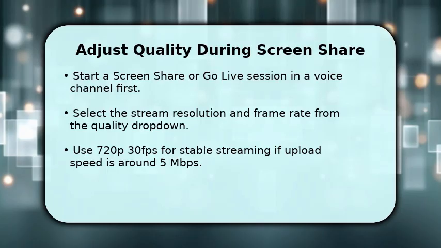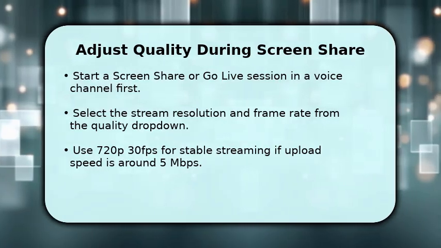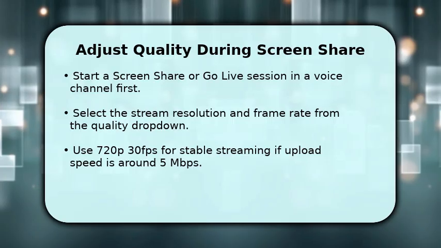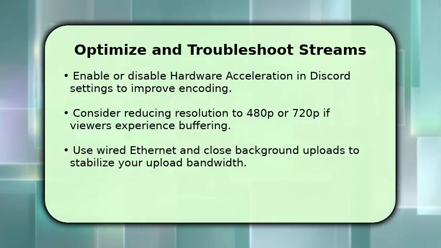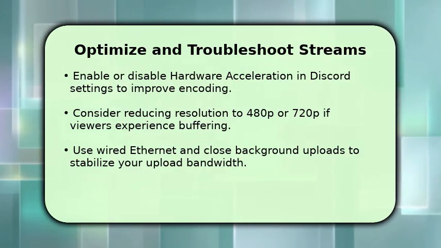Adjust if viewers report lag. Enable or disable hardware acceleration in Discord settings to improve encoding. Restart Discord after changing hardware options to ensure the change takes effect.